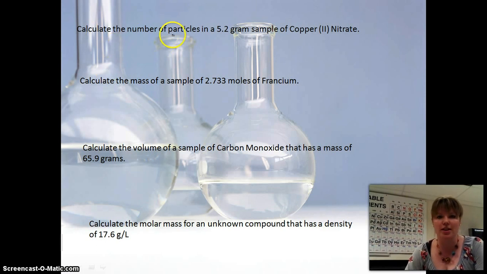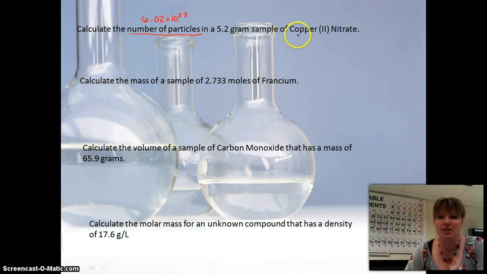It says calculate the number of particles in a 5.2 gram sample of copper nitrate. So you really have to look at what our given number is to start off with, look at what element or compound we're given from the periodic table, and then look at where we're going. It says calculate the number of particles. So right off the bat, when it says particles, you know we are using the 6.02 times 10 to the 23rd number somewhere along the line.